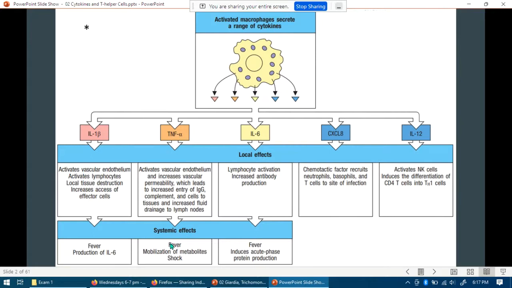Systemically, tumor necrosis factor is fever-inducing, so it acts on the hypothalamus, causes prostaglandin E2 secretion, which increases the temperature set point of the body. Mobilization of metabolites, meaning it generally promotes the production of other inflammatory mediators. And actually what this really refers to is the fact that you're mobilizing fats and you're mobilizing carbohydrates and proteins. You're burning all those things so that the temperature set point of the body can increase. Okay? And tumor necrosis factor is also a strong promoter of shock.